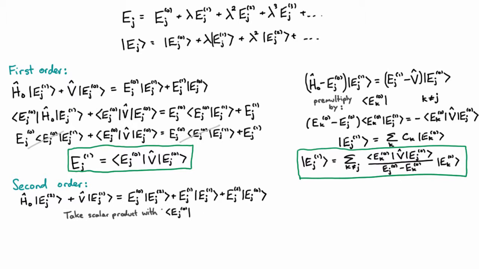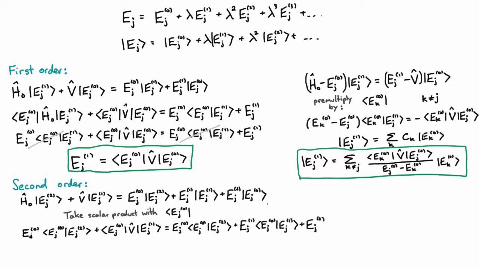And again, we take the scalar product with a bra on both sides. When we apply h0 back to that, we'll get, and when we take the inner product between ej0 and ej0, we just get 1. This term here and this term here are identical, so they cancel. And this term here, we already know what ej1 is because we calculated it up here, so we can plug that in. And this term here can actually be set to 0 as well, because you can force that the inner product between the unperturbed and the perturbed states is 0.